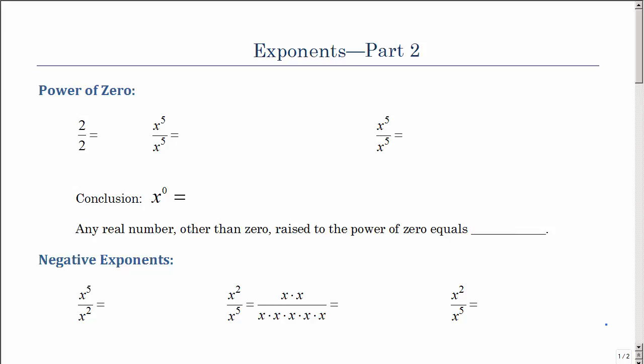In this lesson we will be looking at more exponents. The first one we're going to talk about is the very important exponent of 0. What is the power of 0?